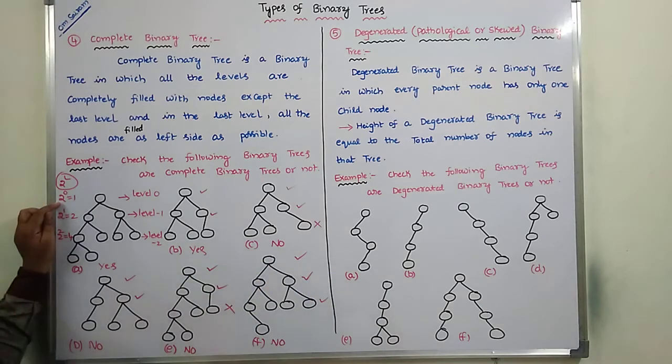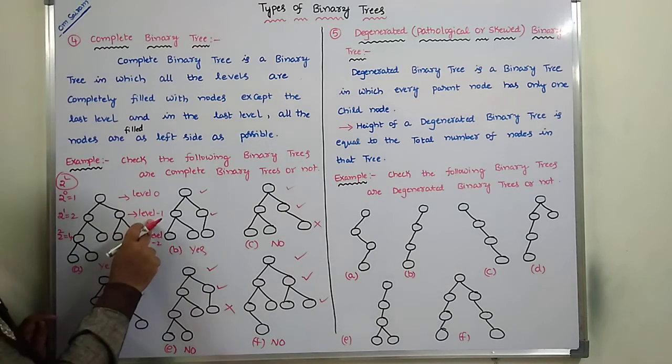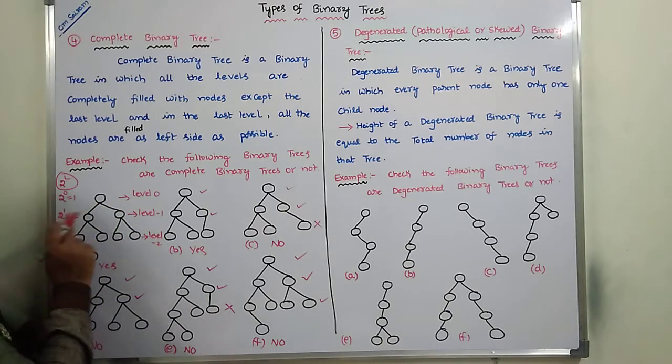In the 0th level, one node. In all diagrams, first in the 0th level, one node is completely filled. Next, in the next level, that is level 1, 2 power L. L value 1, 2 power 1, that is 2.